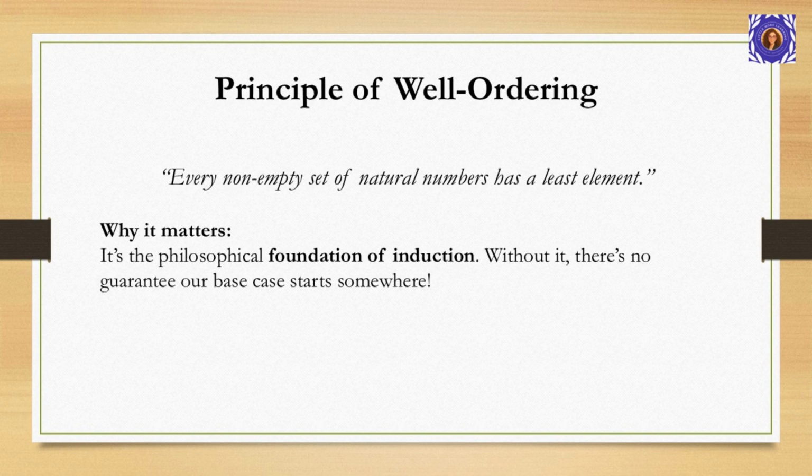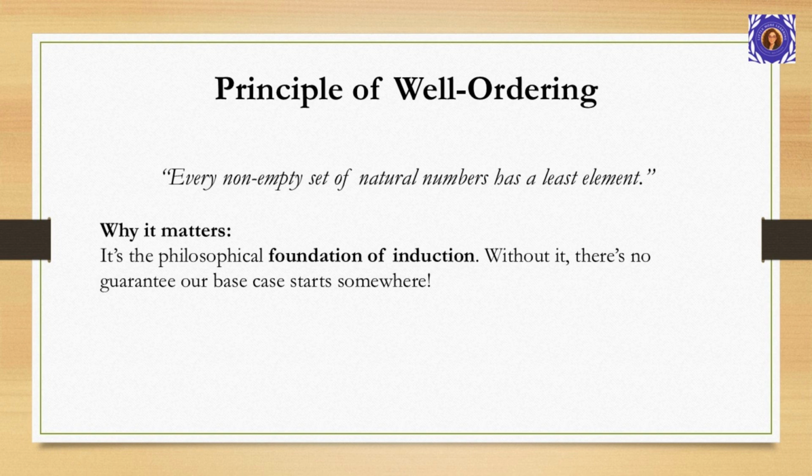Think about it. Whether you have the set 5, 7, 23 or the set 100, 200, 300 and so on, there's always a smallest element. Even in infinite sets of natural numbers, as long as they are non-empty, there's always a minimum element. Why is this principle so important? It's the philosophical and logical foundation that makes mathematical induction possible.